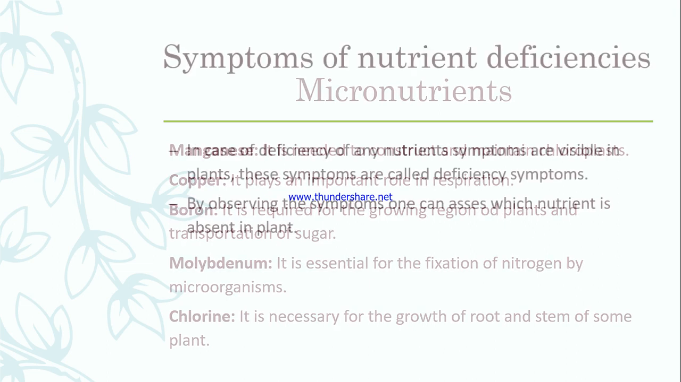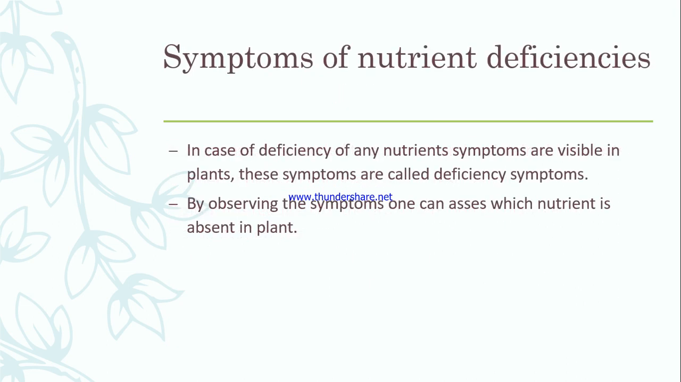Okay. Now we are going to learn about nutrient deficiency syndromes. In case of deficiency of any nutrient, the plant is going to show some symptoms, like when we have some disease, there are some symptoms visible in our bodies. Similarly, there will be some symptoms visible in the plant body by which we can identify which nutrient the plant is deficient of, either macro, micro, or which nutrient the plant is actually deficient of.